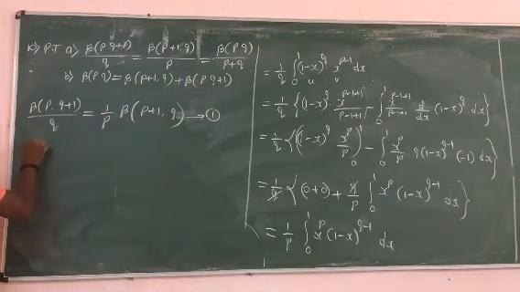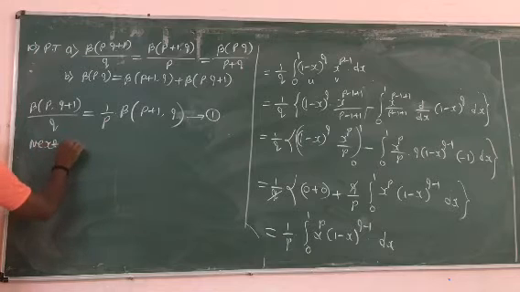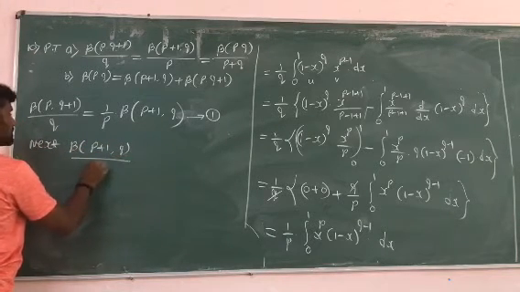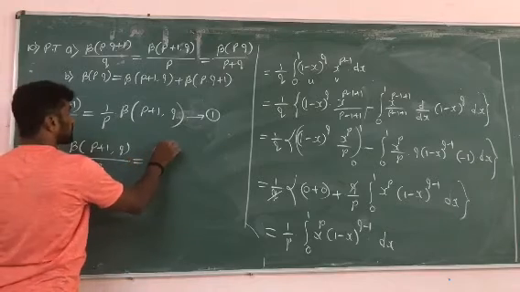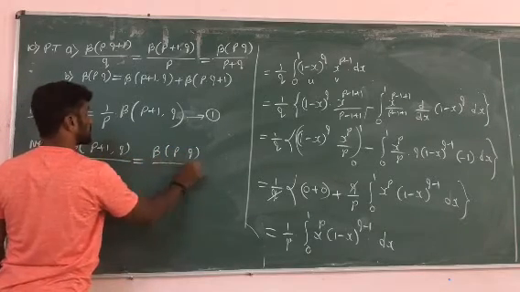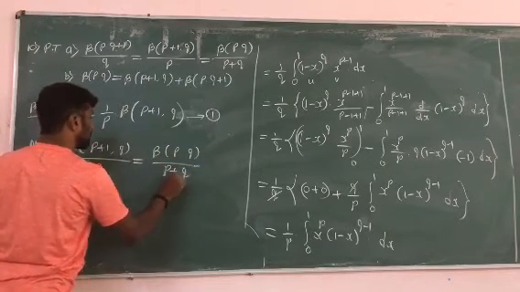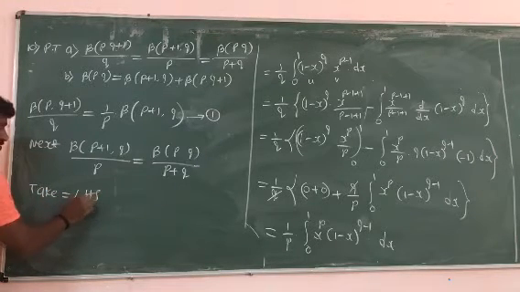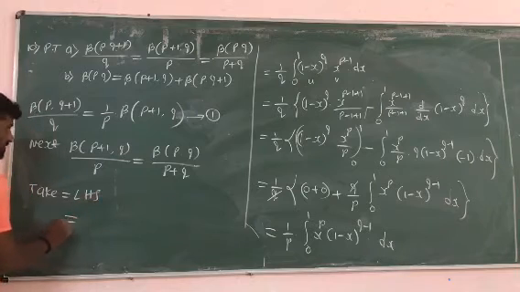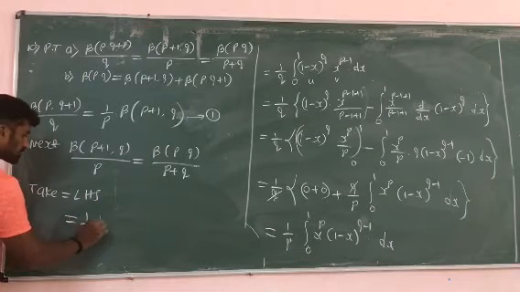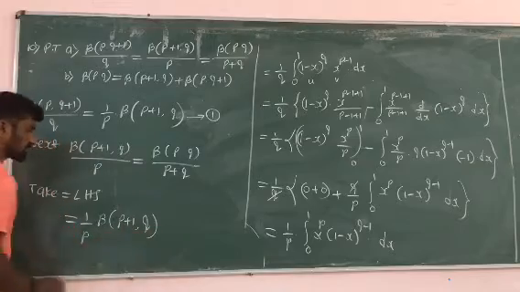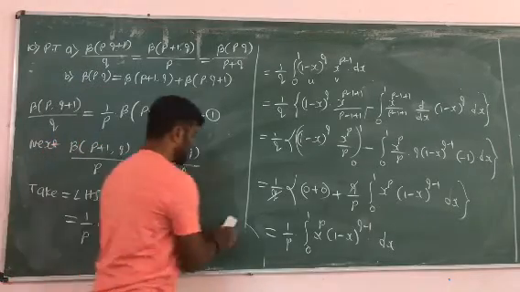Next you want to get this equal to this, proof. So next, beta of p plus 1 comma q divided by p. So that equal to beta of p comma q divided by p plus q. This equal to this, we have to prove. Take LHS. So that equal to LHS, 1 by p. So beta of p plus 1 comma q. So apply the definition of beta. You get it?